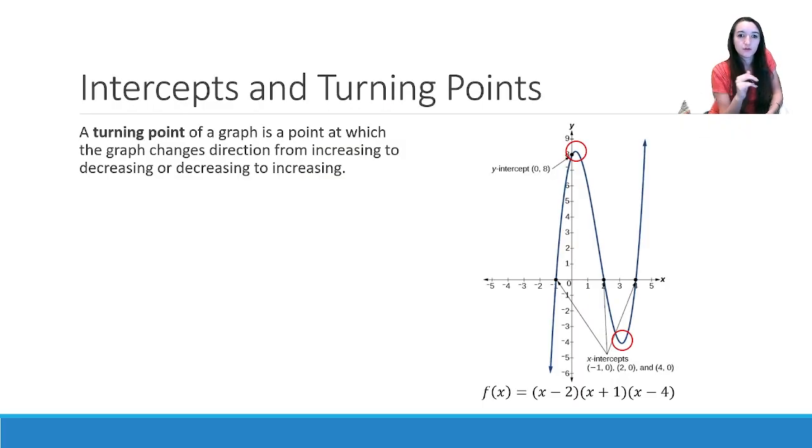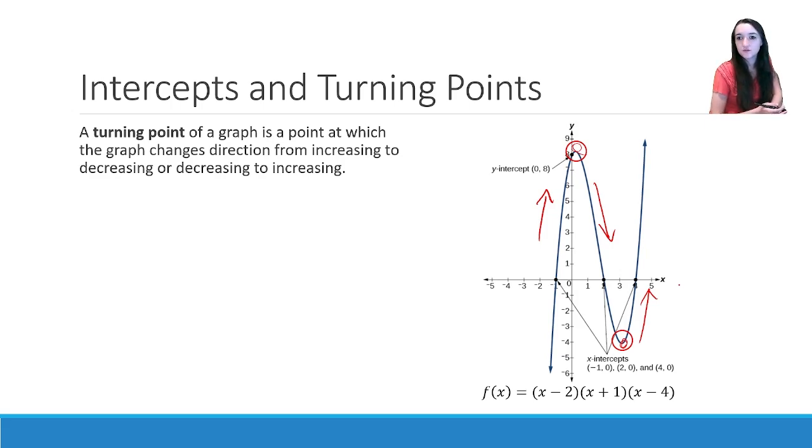Alright, so what about intercepts and turning points? A turning point of a graph is a point at which the graph changes direction from increasing to decreasing or decreasing to increasing. So here we have two turning points in the graph that's pictured. We started out increasing up until we hit this relative maximum, then we start decreasing down to a relative minimum, and then we start increasing again.